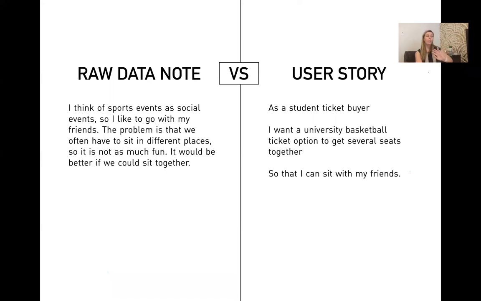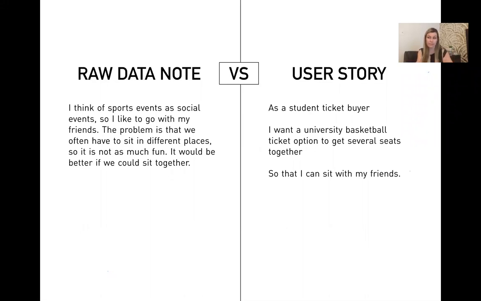So I want to run through a couple of examples of how you might take a raw data note and craft that into a user story. So this raw data note says, I think of sports events as social events. So I like to go with my friends. The problem is that we often have to sit in different places, so it is not as much fun. It would be better if we could sit together.